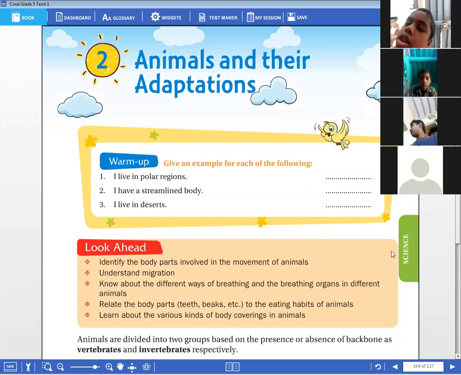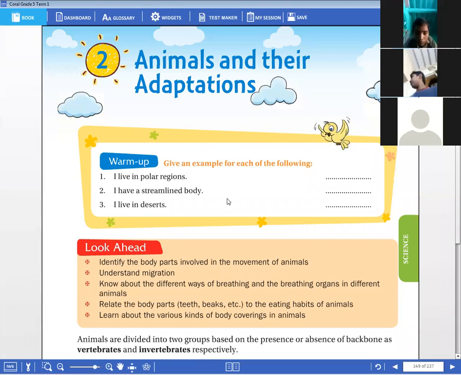Yes, Yeshwant, polar bear, right? Very good. Mostly when we think about polar regions, everyone is reminded of what Yeshwant told, and Sivasai also: polar bear. Okay, children, this is about the first question.